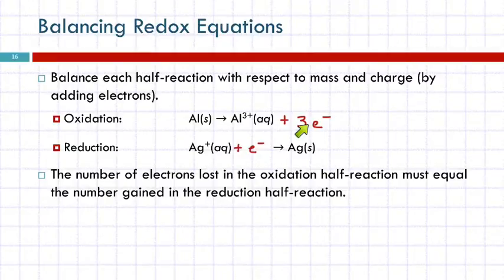And this fits in with our definitions of oxidation and reduction. Oxidation is loss of electrons. So here's the aluminum, it becomes aluminum ion and it loses those 3 electrons. Reduction is gain of electrons. So here's the silver ion gaining an electron to become silver metal.